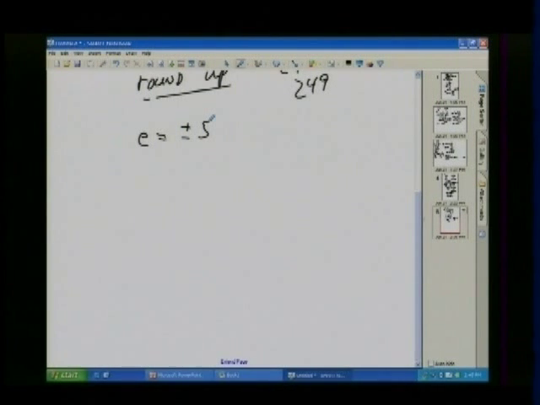E equals plus or minus 5 is desired along with 95% confidence. So I'm going to write that down: 95% confidence. Past data indicate that the standard deviation of the sales amount is approximately $25. So this is not based on a sample. This is what somebody told me. So I can say sigma equals 25. Now I'm ready to plug into my formula.